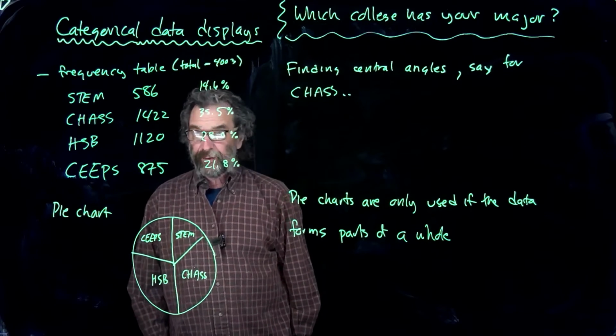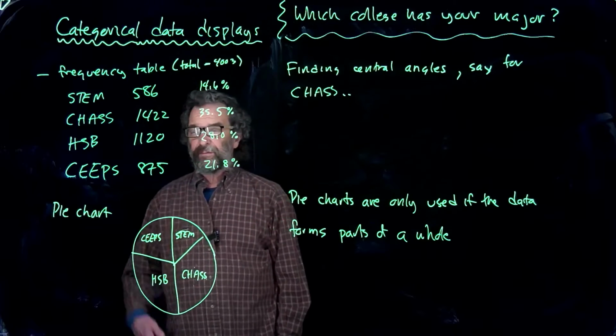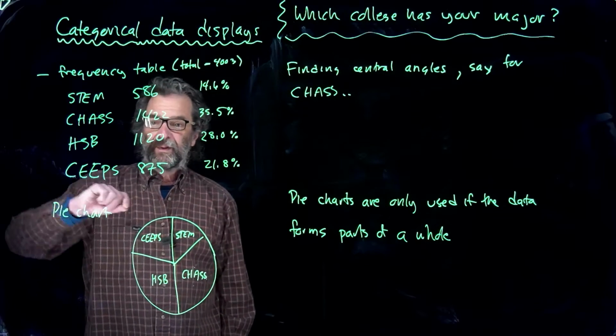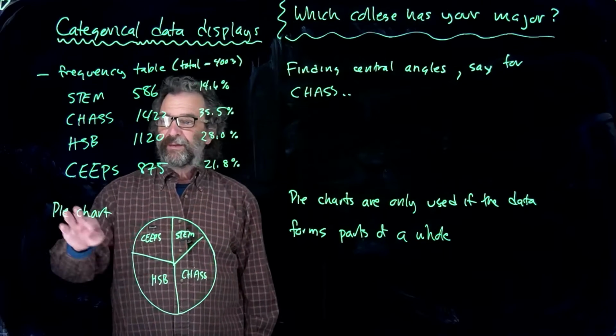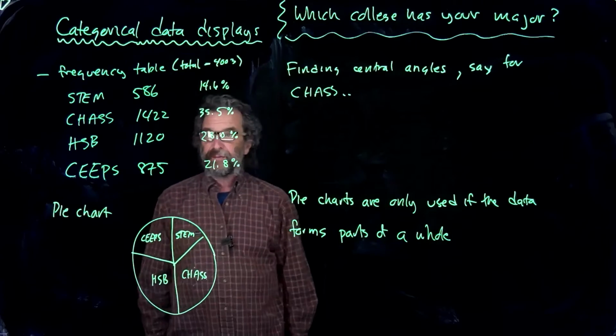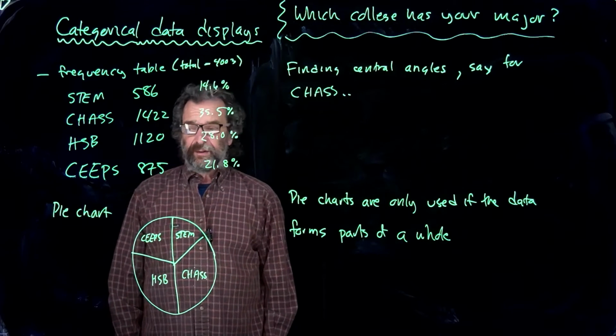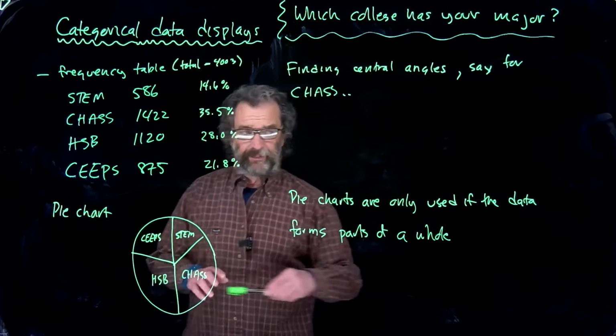So we're making some more categorical data displays. We have our frequency table still left over from last time. I tried erasing all that ink, and sometimes it makes this stuff bleed a little bit, whatever. We still have the same four colleges, same counts. We're going to make what's called a pie chart.